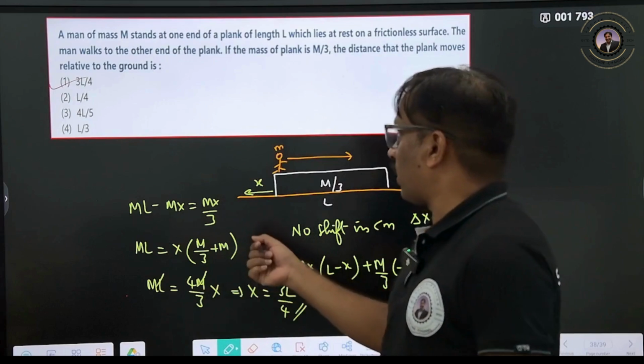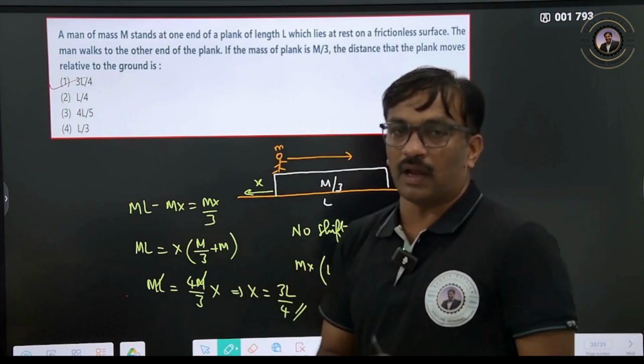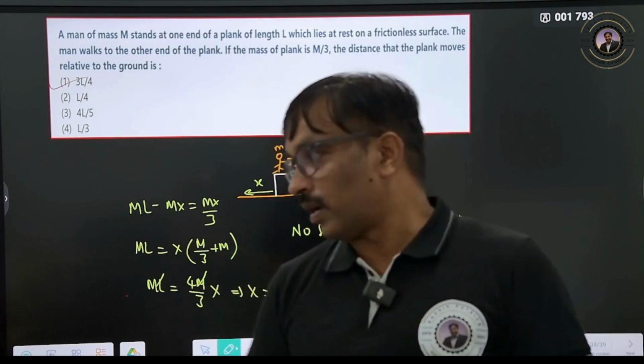This type of different question I already taught in the law of conservation of linear momentum.